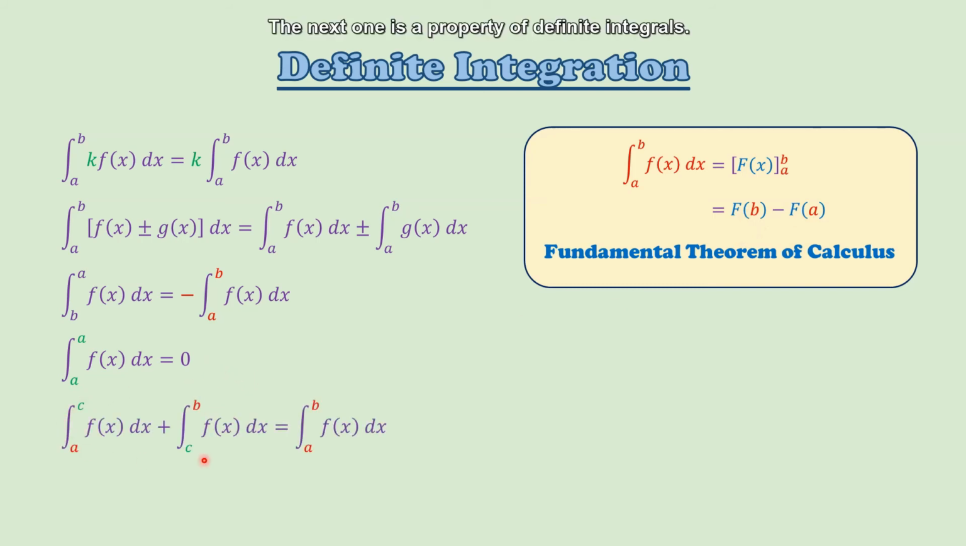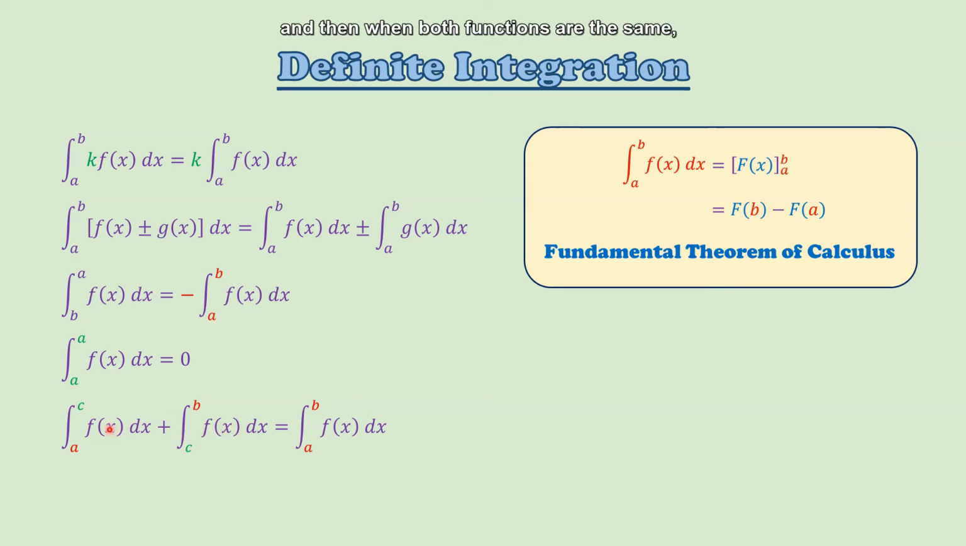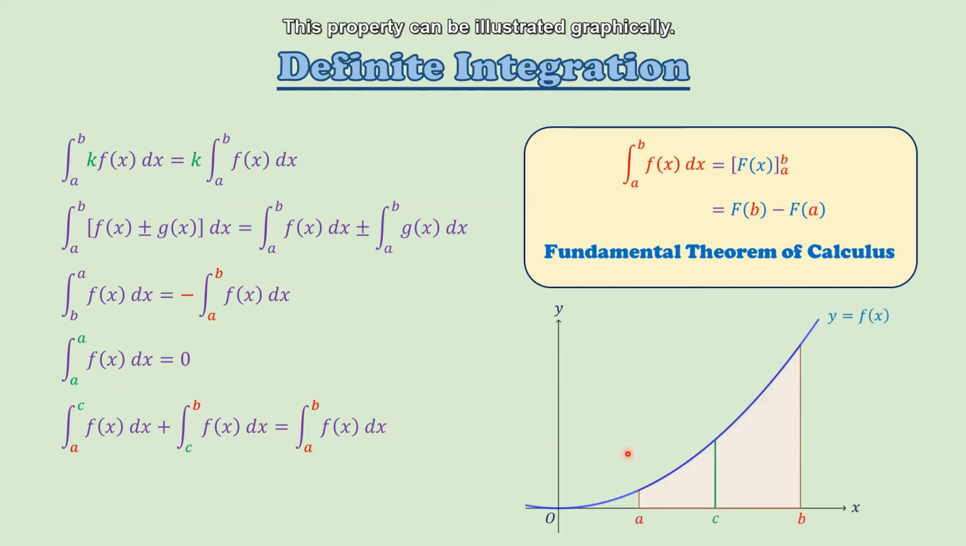The next one is a property of definite integrals. It says that when the upper limit of an integral is equal to the lower limit of another integral, and both functions are the same, then we can combine the two integrals into one, like this. This property can be illustrated graphically. From a to c, the area is here. From c to b, the area is here. When we add these two areas up, then we can obtain the area from a to b.